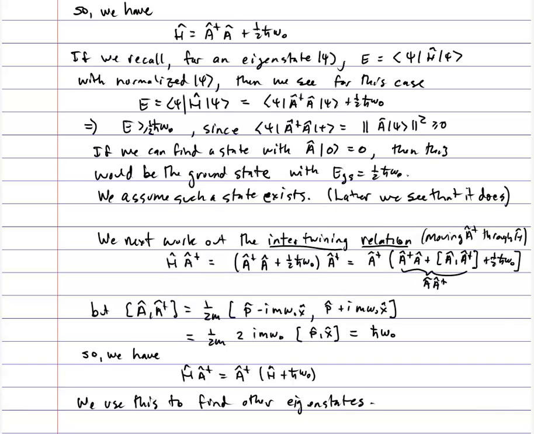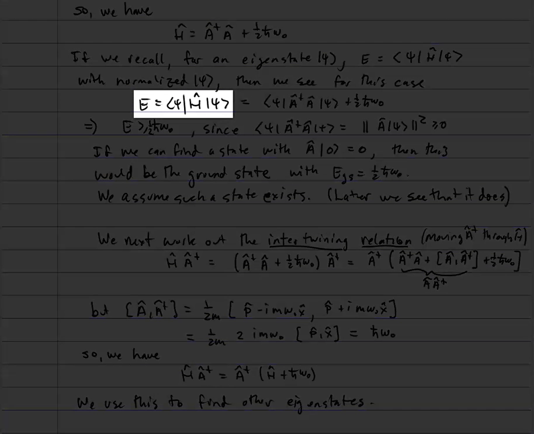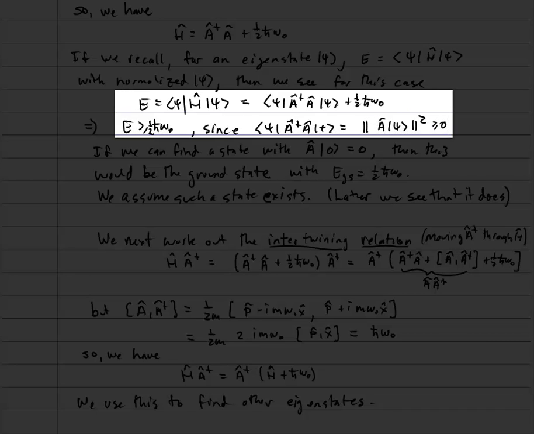Now, let's just calculate what the energy expectation value would be, psi H psi. Well, it's just equal to psi a dagger a psi plus 1/2 h bar omega 0. This means that our energy is larger than or equal to 1/2 h bar omega 0, because psi a dagger a psi is the norm of the state a operator acting on psi. Be sure you understand that carefully.